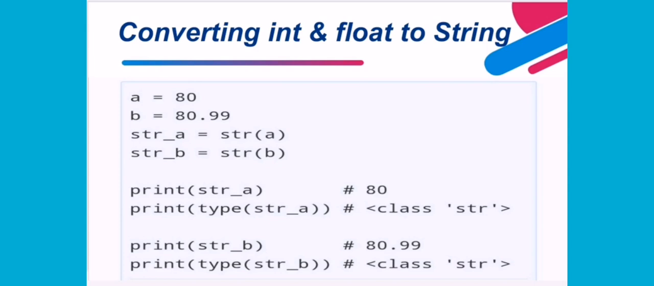If you want to check, in the second print line you can see print type str_a, so it is class str. Print type str_b is class str. This means it is a string, not an integer and float, as we previously declared the values. So please be careful when you try to convert integer and float to string. Thank you.